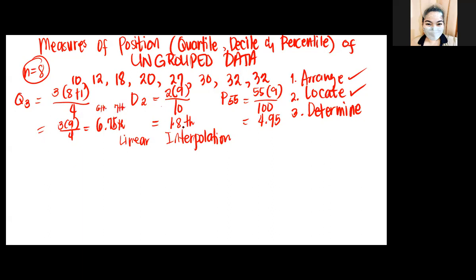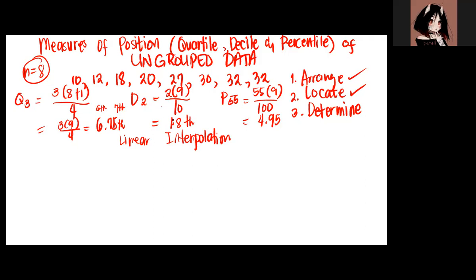Si 1.8 ay nasa pagitan ni, wait lang, lumalabo yung screen ko. Kasi may pusang magulo dito eh. Malabo din ba sa inyo? Hindi. Okay, sige. Okay na yan.